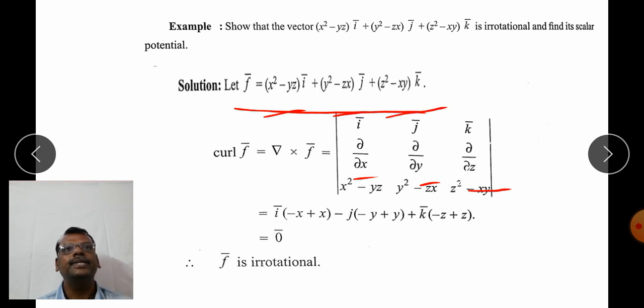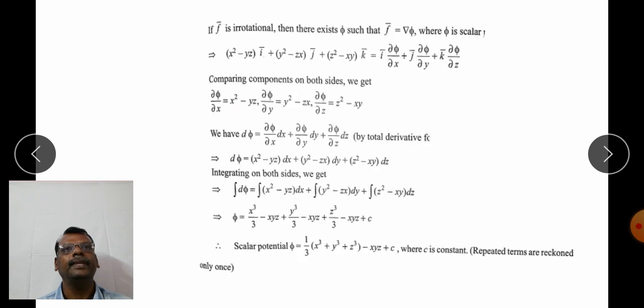Using the partial derivatives and determinant expansion, we express this as I into minus x plus x, minus j into minus y plus y, plus k into minus z plus z. Therefore, I into 0 plus j into 0 plus k into 0 is equal to 0 bar. Therefore, F is irrotational. Now, we can find the scalar potential for the given function F bar.